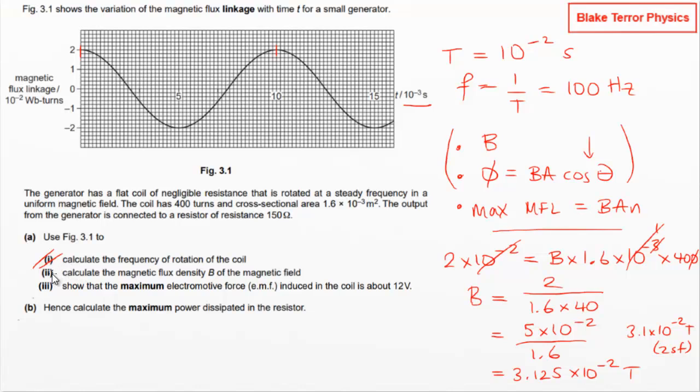Show that the maximum electromotive force induced in the coil is about 12 volts. We're going to get a maximum EMF induced when we've got our maximum rate of change of magnetic flux linkage. So that's where we're going to have the steepest gradient, which is always a nightmare doing on a screen because we need to take a gradient when it's changing quickest. So let's go to this point here where it's cutting through 0. This is where it's cutting the x-axis at 7.5 times 10 to the minus 3. Then we're going to need to take a gradient off of this.